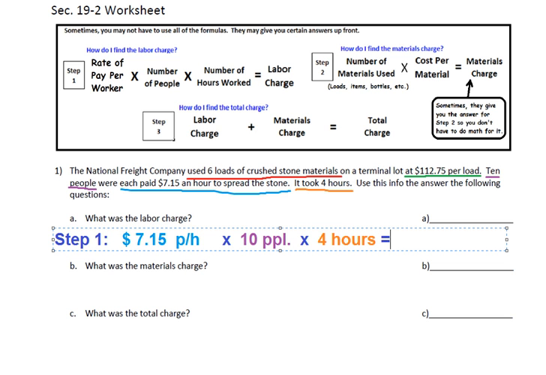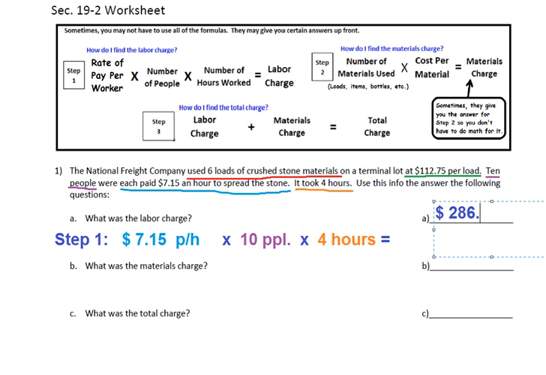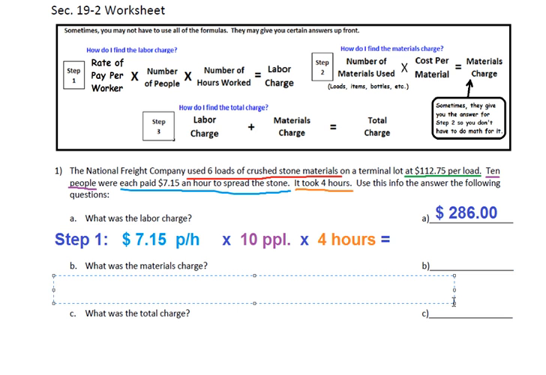So you take out your handy dandy calculator, you do some math, and you get, I'm just going to write it right over here, $286. So that's just the labor charge. That's just how much money that National Freight Company is going to have to pay the employees for this job. Then there's the materials charge. And that takes us to step 2.